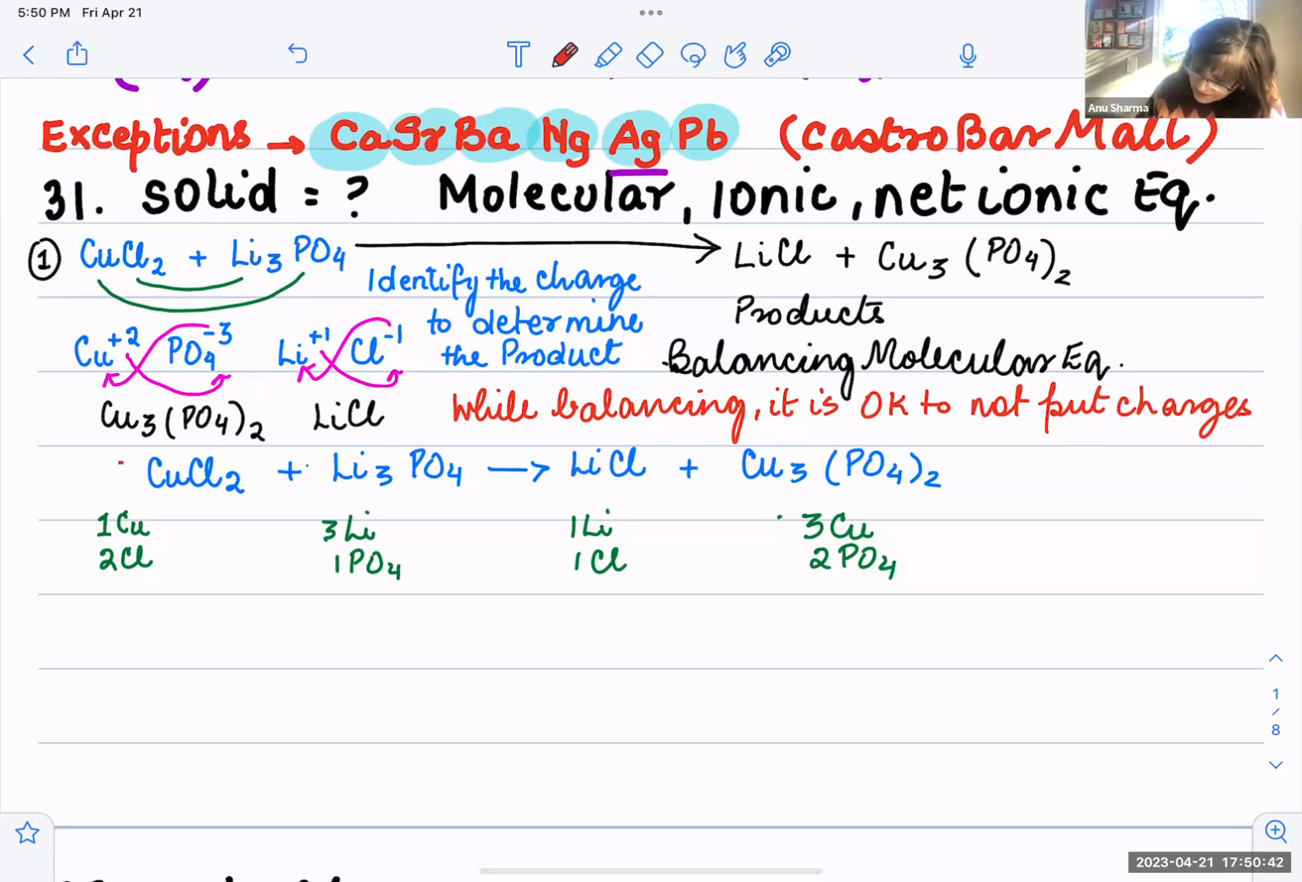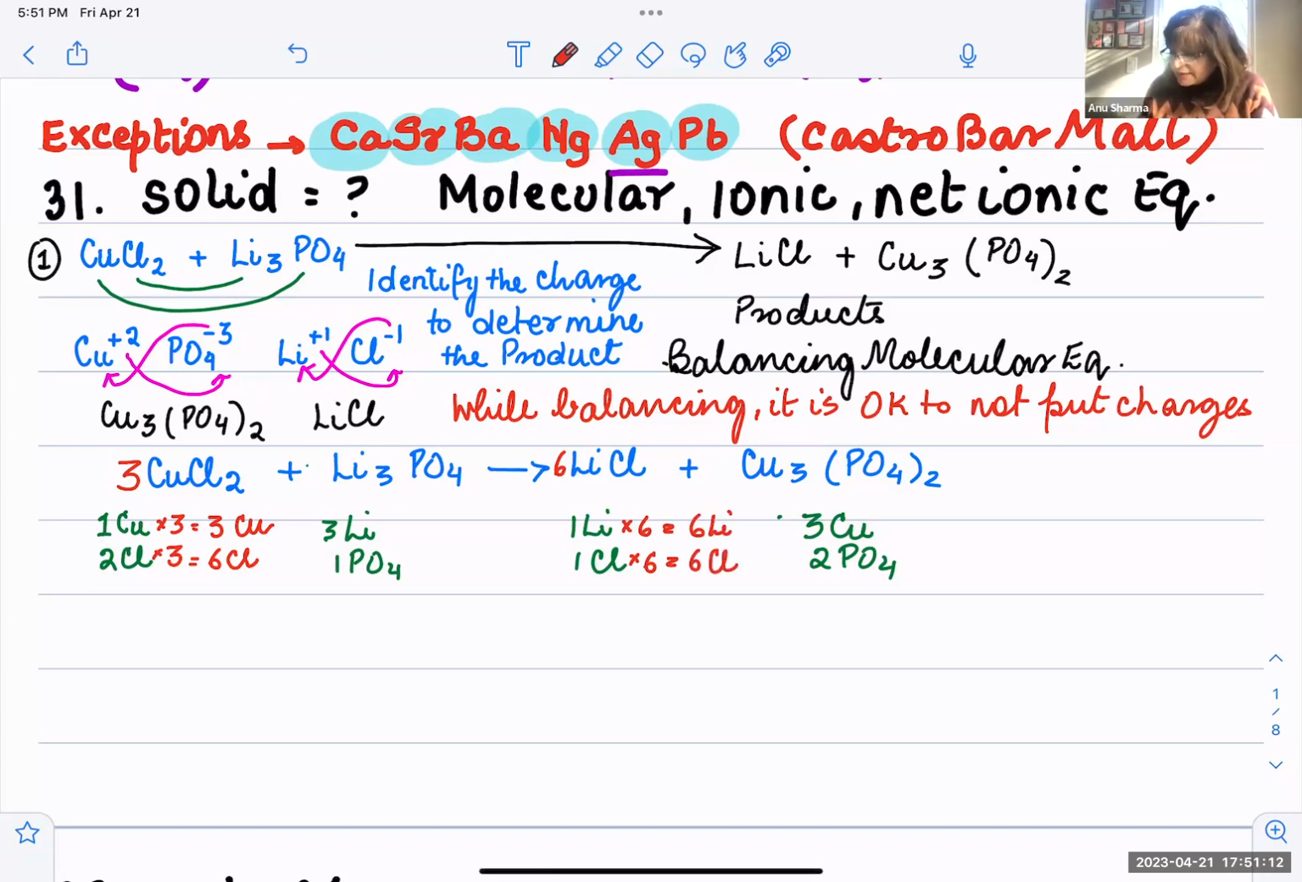So if we put 3 here, that is definitely going to affect the chlorine also. This is 3 times 1 and 3 times 2, so this becomes 6 chlorines, and this gives you 3 coppers. So you balance the coppers, which is fine. But chlorines are 6. So how do you make 6 chlorines? You put 6 here. So 1 times 6 lithiums and 1 times 6 chlorines, and the chlorines are balanced also, but lithiums are now not balanced.